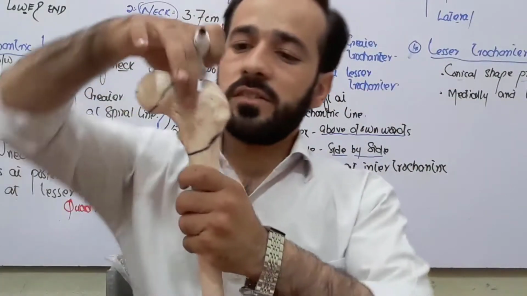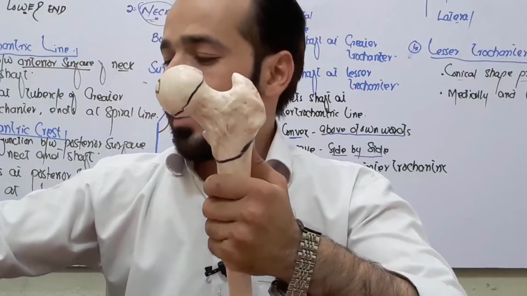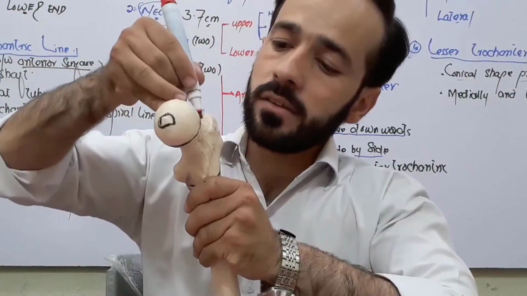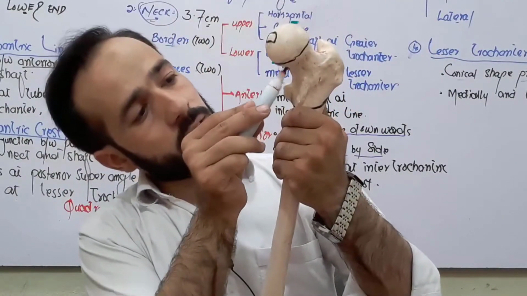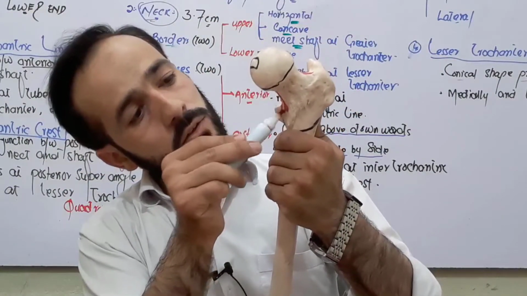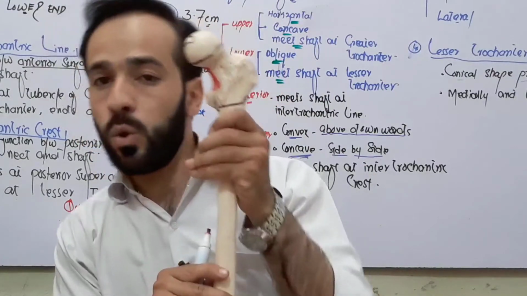Look here, this is the neck, right? Now, as I told you, the neck has two borders, right? This is the upper border and here is the lower border. So how many borders does it have? It has an upper border and it has a lower border.